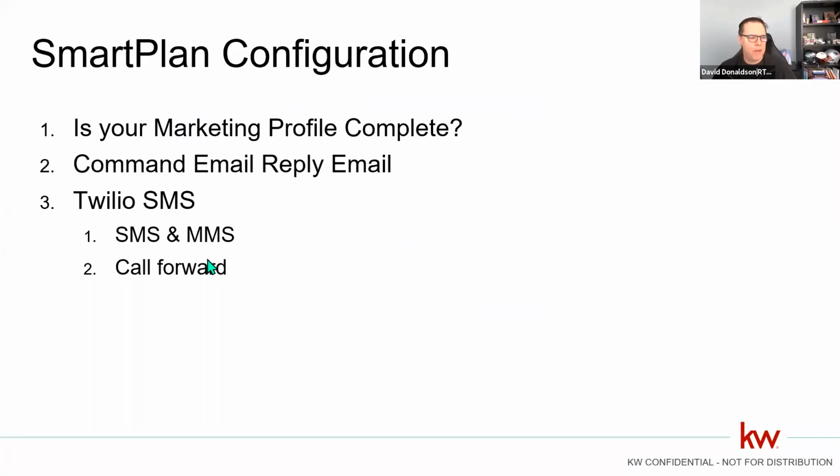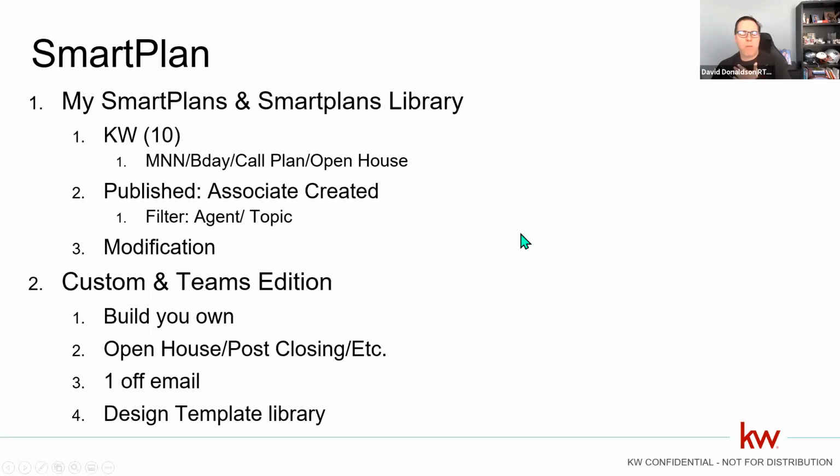Moving on. So we touched on Twilio, call forwarding, and text messages. All right. So SmartPlans. SmartPlans are those set it and forget it types of things. Now, the cool thing about SmartPlans is there are a lot of different ones. There's KW provided ones. There's 10. What we call a monthly neighborhood nurture, a birthday, a call plan, an open house, long-term nurture. They're all created for you by KW. We're going to look at those.